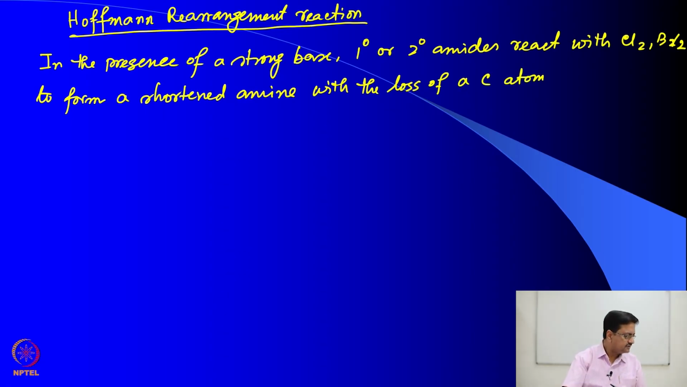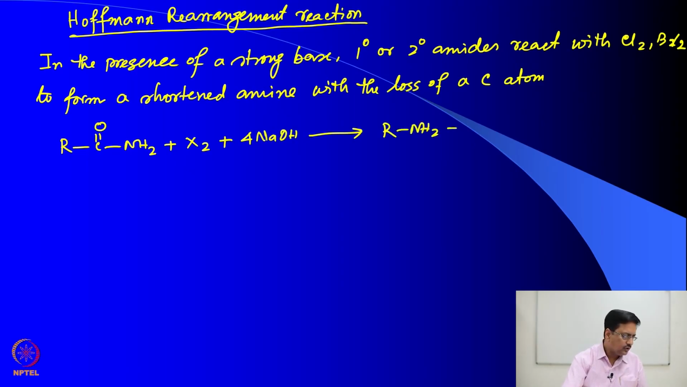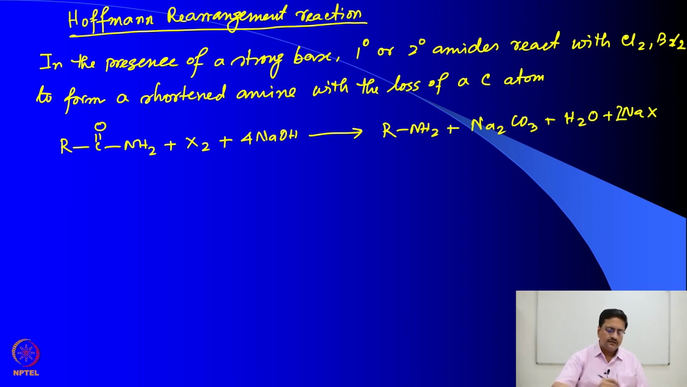In this process, the reaction of RCONH2 plus X2 plus 4 NaOH, we get a product RNH2 with the loss of carbon as Na2CO3 plus water plus NaX. So, let us see how this reaction happens, the reaction mechanism.